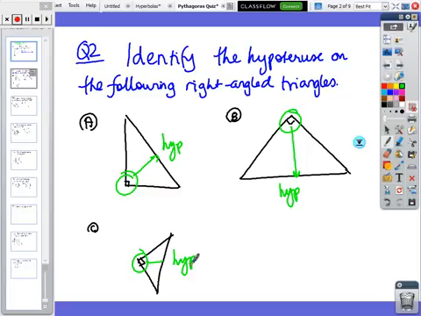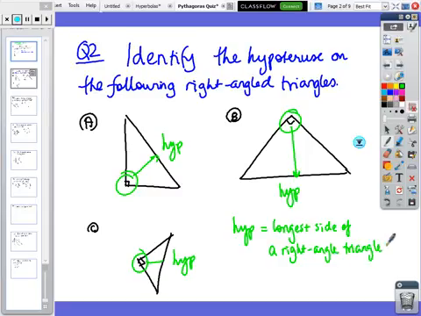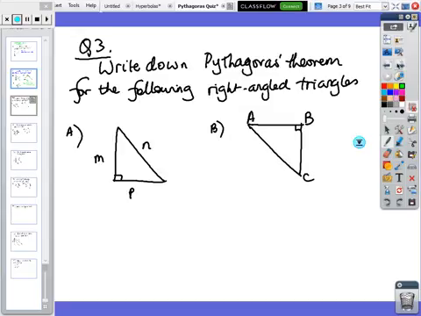So you go to the right angle and go opposite, and that's the hypotenuse, and hopefully you know that the hypotenuse is always the longest side of a right angle triangle. That's the important thing. Hypotenuse is always it. So okay, ready to move? We'll go next.